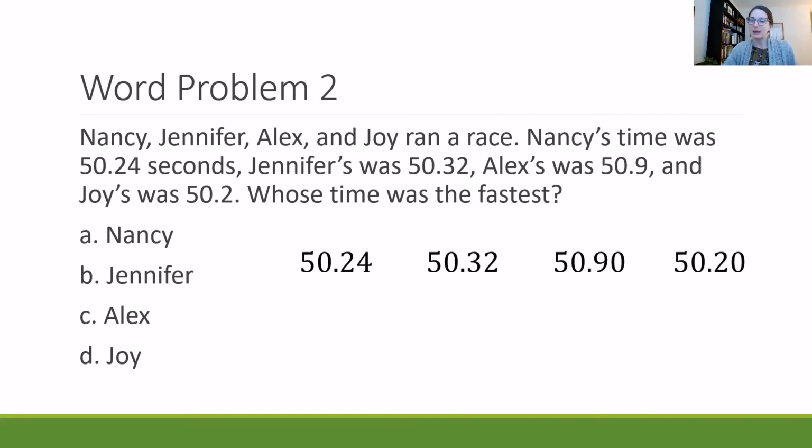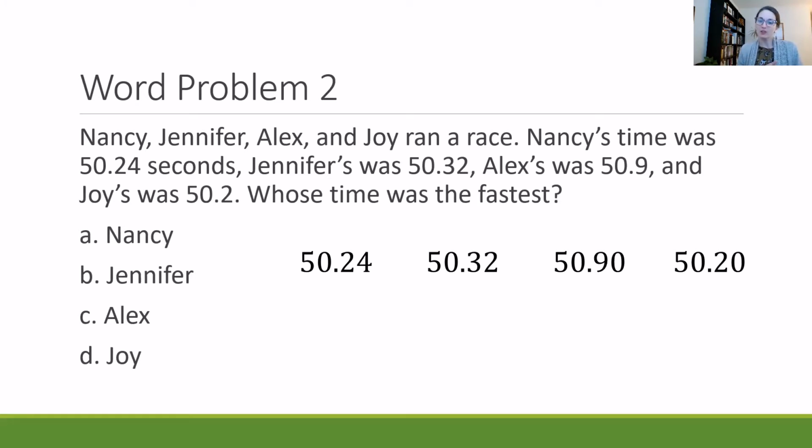So the first thing I want to do is compare what my decimals say. I see 50.24 and 50.32. Now you'll notice that when I rewrote it, I rewrote Alex's as 50.90. Why? It's much easier to compare decimals if they all have the same number of decimal places. And with decimals, you can add a 0 to the end and it won't change the value. So in this case, it's much easier for me to compare when I see 90, 24, 32, versus trying to remember that 0.9 is larger than 0.32, etc. Same thing with the 50.2, I added a 0 there to make it 0.20.